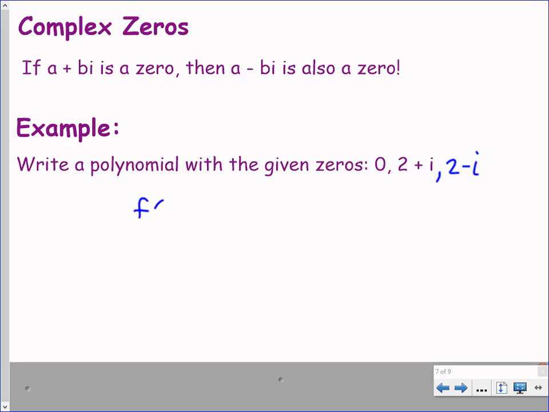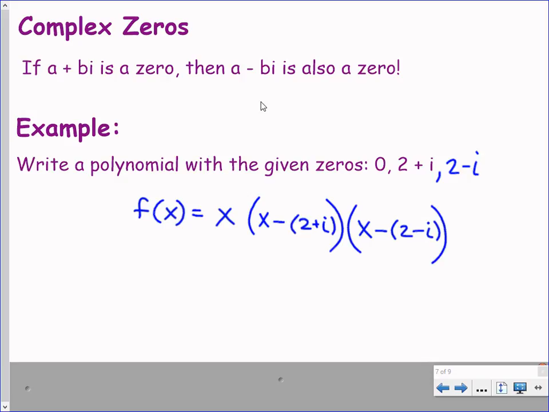So I'm going to write out the linear factors. They'll look something like this. x for 0, x minus 2 plus i, but I really want to subtract that whole complex number, 2 plus i. To subtract that whole complex number, I'm going to put it in parentheses. And then we'll have x minus, oh, this one was plus, and I'm going in order, 2 minus i.